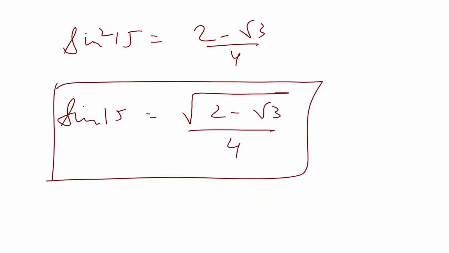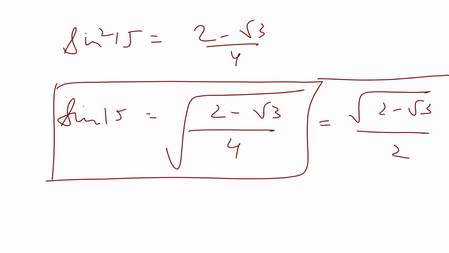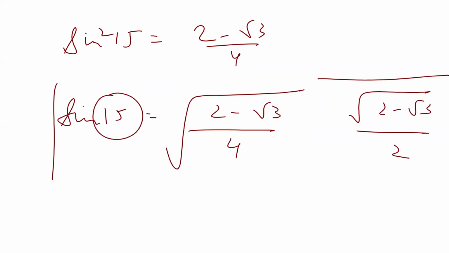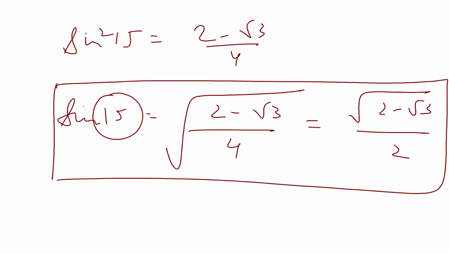Okay. Take the entire root. So this will be root of 2 minus root 3 upon 2. Because 15 degrees is in the first quadrant, the entire value will be positive. Okay. That is the final answer.